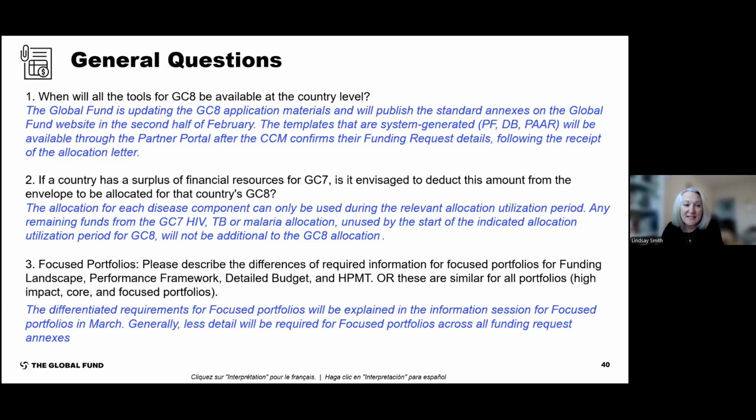And the last question on this slide is about focused portfolios. Please describe the differences of all the required information for focused portfolios. So our response to this, as I think we mentioned at the beginning, is that the differentiated requirements for focused portfolios will be explained in the information session that we will have specifically for focused portfolios in March. Generally, less detail will be required for focused portfolios across all of the funding request annexes.